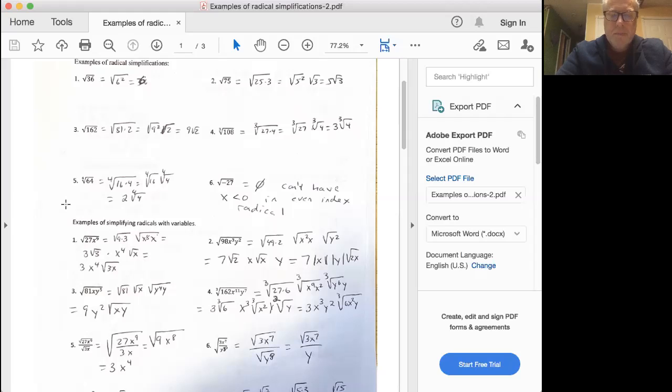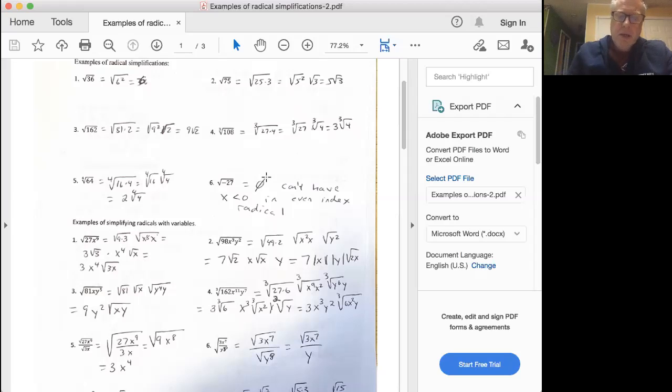Now note, anytime you have a negative number underneath an even index, so a square root, fourth root, sixth root, you can't do it as a real number. Okay? The number underneath an even root has to be positive or 0. It can't be less than 0. If it is, then we just put the no solution symbol, which is the circle with the line through it, like we have in number 6. That just means there's no solution. Now here we mean no real number solution.